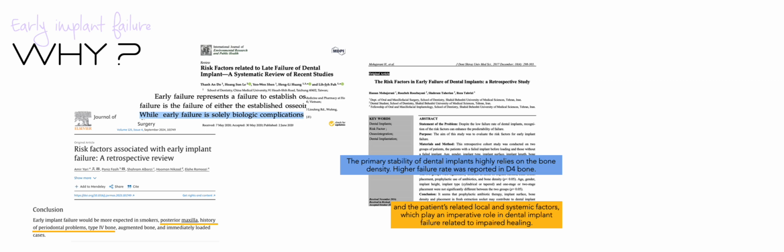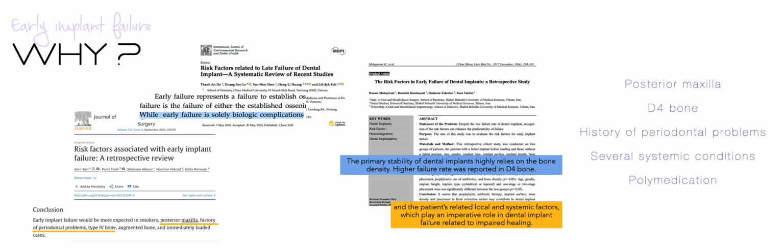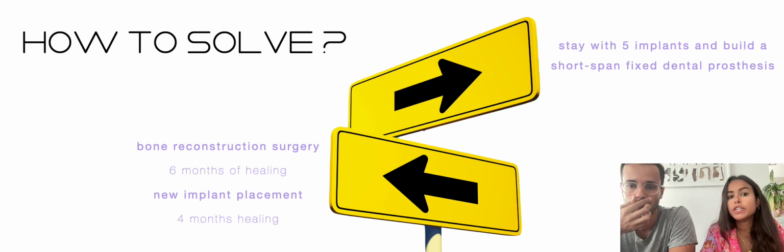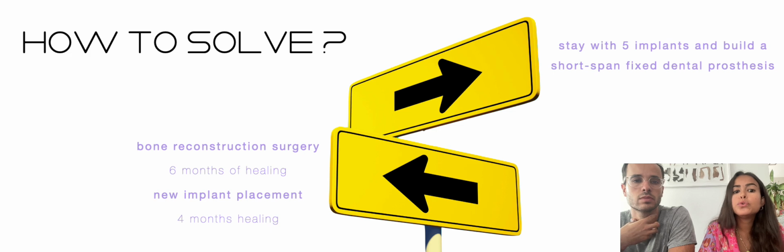In this specific case, we could identify the following risk factors: posterior maxilla, D4 bone, history of periodontal problems, several systemic conditions, and polymedication. So now that we understood why it happened, we need to know how to solve it. In this case, we could follow 2 very different approaches, which we explained to the patient very carefully.